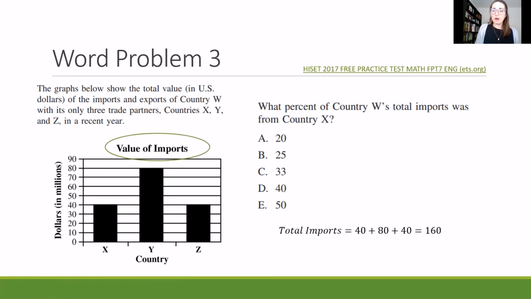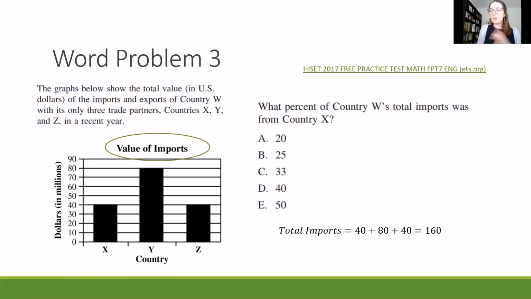Well, we want to figure out the total imports first because we can't figure out the percent of the total imports if we don't know what the total amount is. So how do I get the total imports? Well, I look at how many does X have? Well, I see 40. How many does Y have? 80. And how many does Z have? 40. So if I put those together, I get 160.